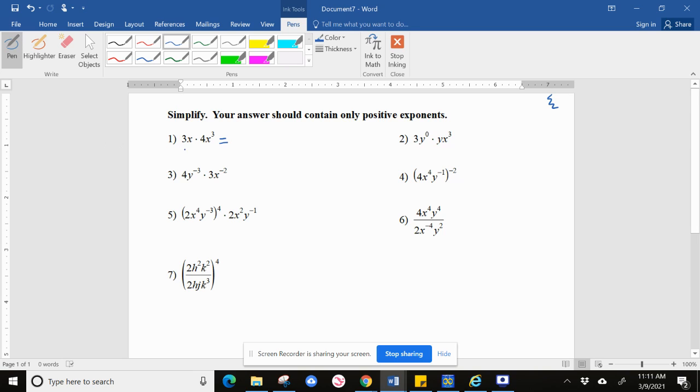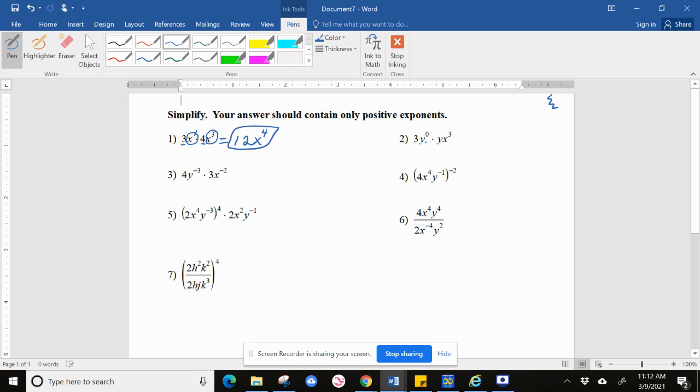So here we go. The first one here, we've got 3x times 4x to the third. So what we want to do is multiply our coefficients together and get 12. And if you have x, remember that's x to the first times x to the third. What do we do with these exponents? Do we add or multiply? Actually, we just add, because if you think about having 1 here and 3 more there, that'd be 4 altogether, right? So 12x to the fourth is that one.